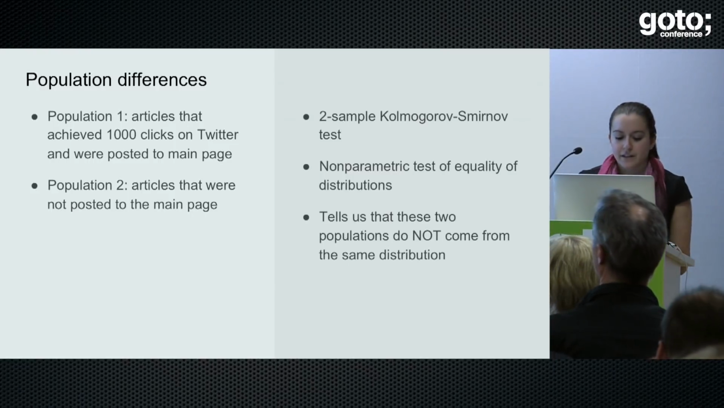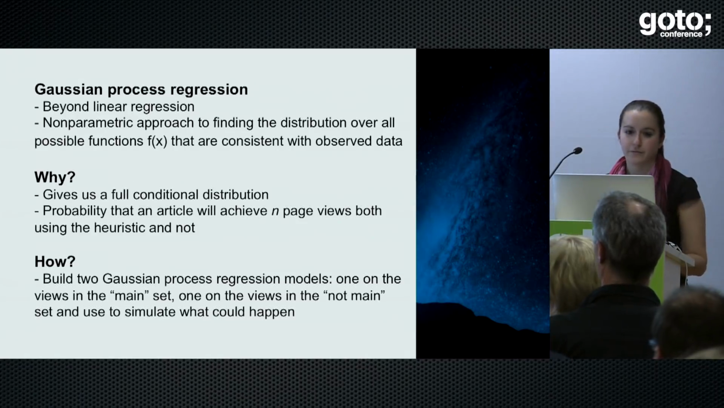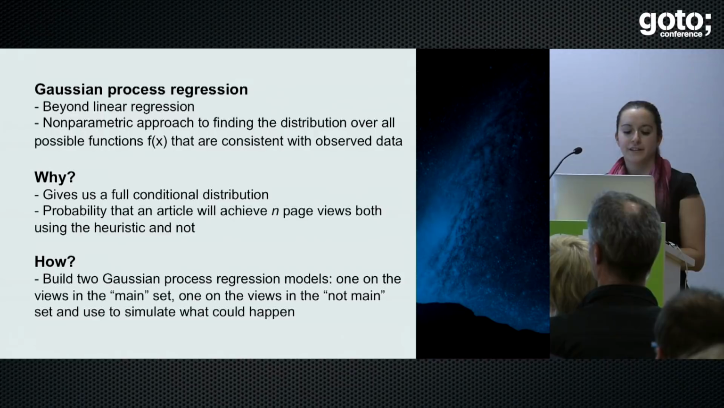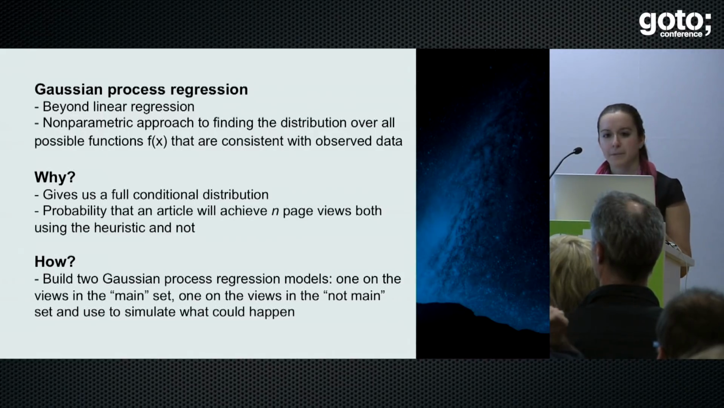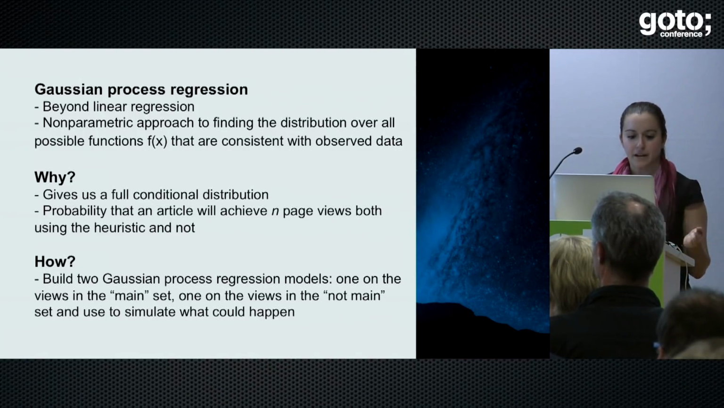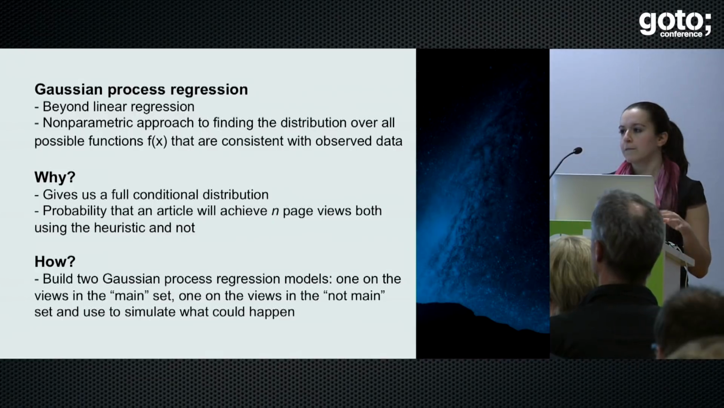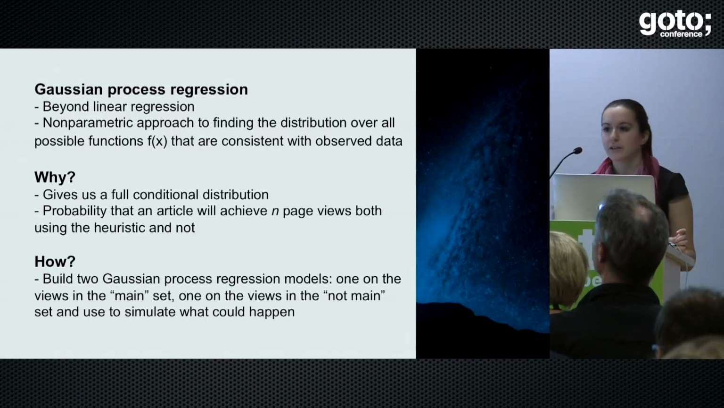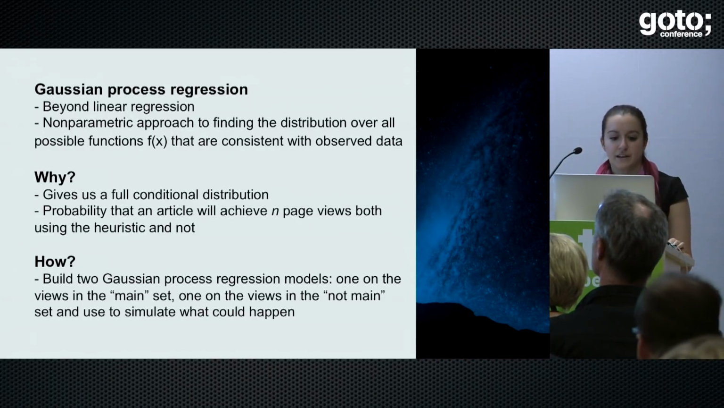To model this out, I used a technique called Gaussian process regression, which is a very elegant and awesome technique. Gaussian process regression characterizes nonlinear relationships between variables. It's a non-parametric approach, which doesn't mean it has no parameters, but there is an infinitely large possibility of parameters. So you can use Gaussian process regression to find the distribution over functions that best fit the data we're modeling. Why use this method? Because we get a full conditional distribution, we can calculate the probability that an article will achieve a certain number of page views, both using the heuristic and not.